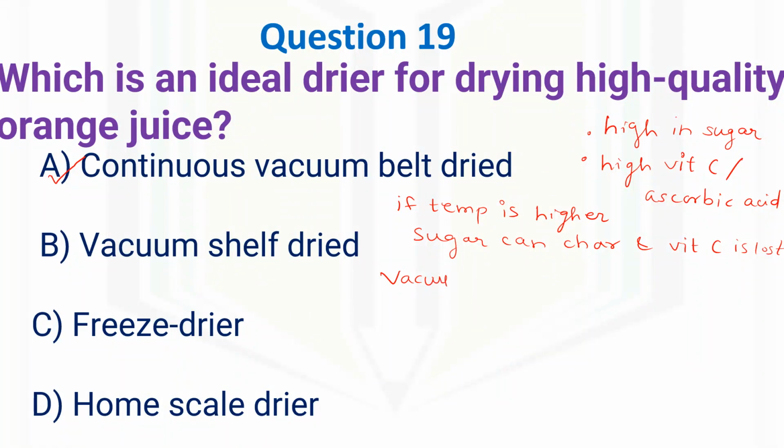when we apply vacuum, the temperature or the boiling point is lowered. Boiling point decreases when we apply vacuum, so it will preserve the flavor, aroma, as well as the vitamin C content will not be lost as much as if we apply the high heat.